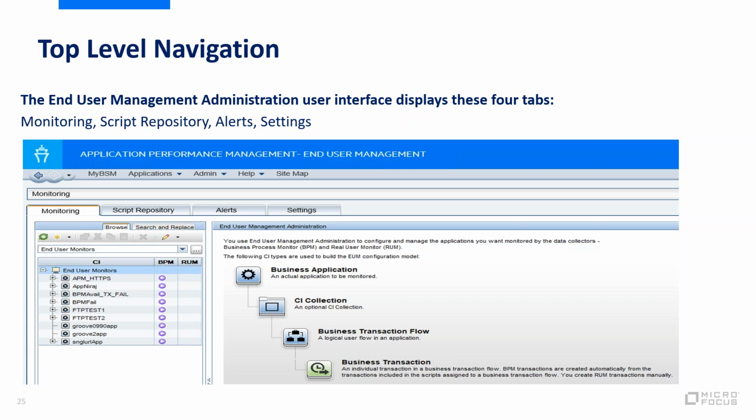So the structure on the right hand side I had shown you, the hierarchy will be like that. Business application, and the next below one is CA collection, and then BTF, business transaction flow, and then business transaction. I can explain what these are in the next slide, but if you see here, as I explained, there are 4 tabs, and they have different functionalities in them.